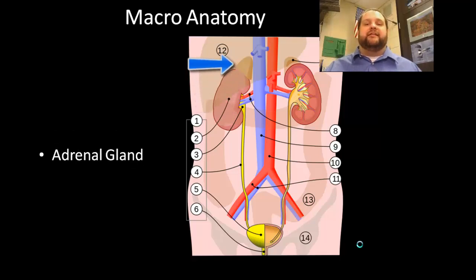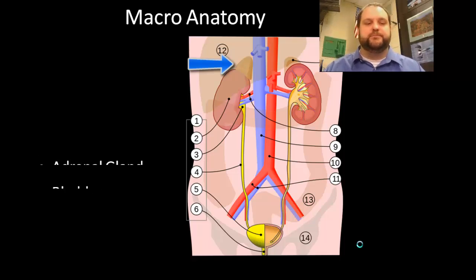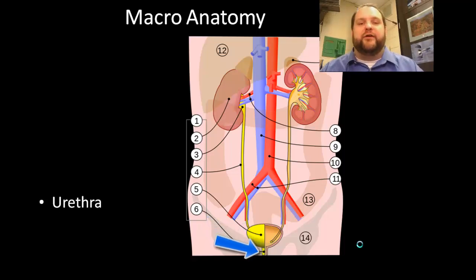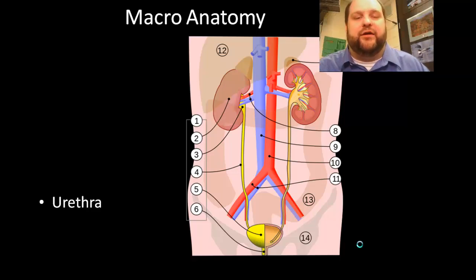Sitting right on top of the kidneys are the adrenal glands. They're located right here. Right down here, so it goes kidneys, ureter, and the ureters lead to the bladder, which stores the urine down here. And then finally, the tube that leaves the body is the urethra here, and that would lead the urine from the bladder out of the body. So that's the macro anatomy of the excretory system.